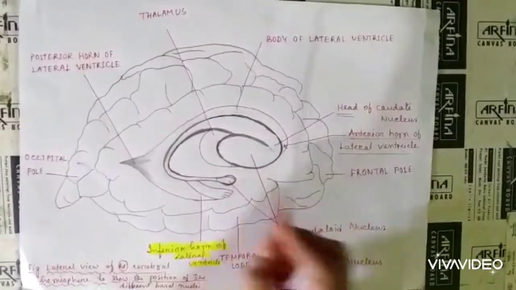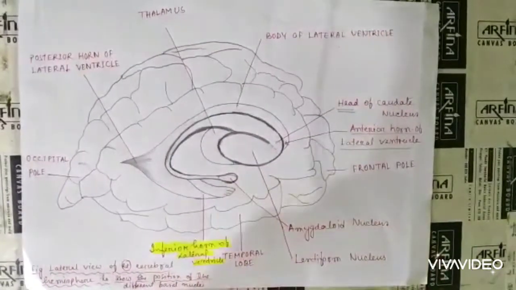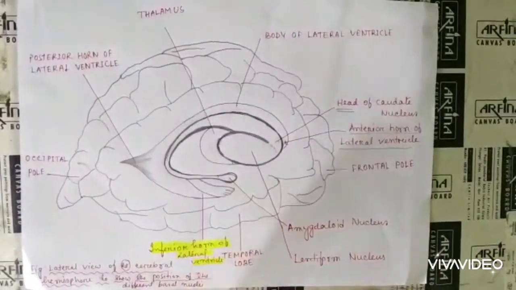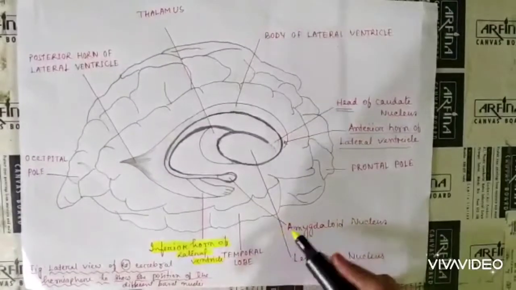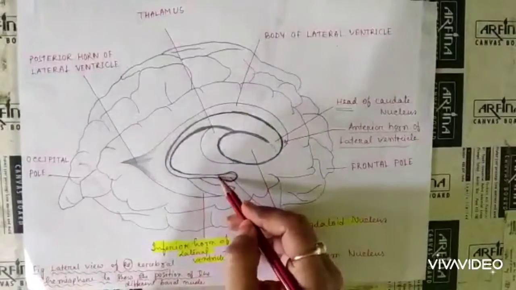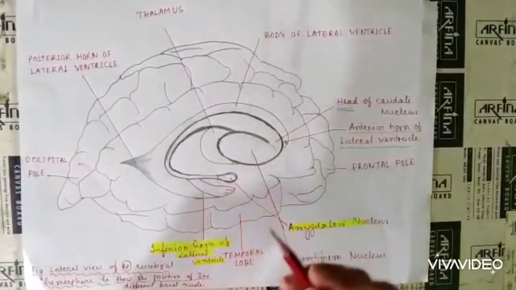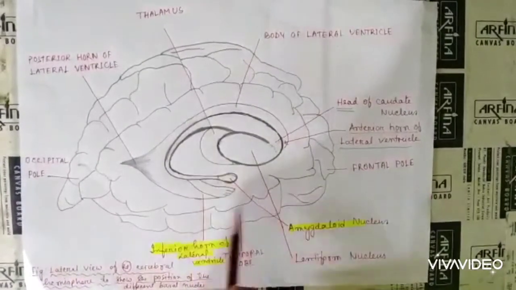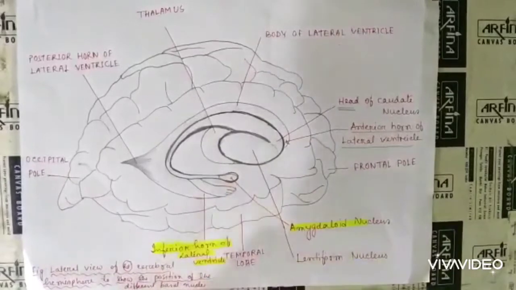This is the amygdaloid body. So this tail portion ends by joining this amygdaloid body.